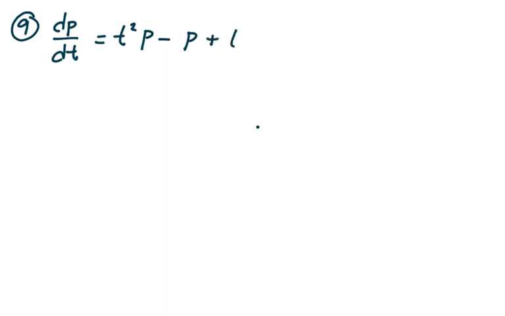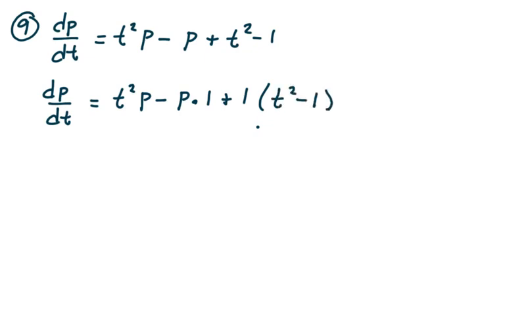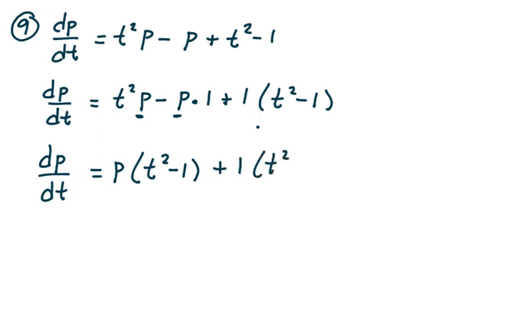So let's take a look at number 9. So here we have dp/dt is equal to t squared p minus p plus t squared minus 1. So dp/dt is equal to t squared p minus p times 1 plus 1 times t squared minus 1. There's a hidden 1 there because I want you to notice there's a p in the first term and the p in the second term. So we're going to take that out. So dp/dt is p times (t squared minus 1) plus 1 times (t squared minus 1).